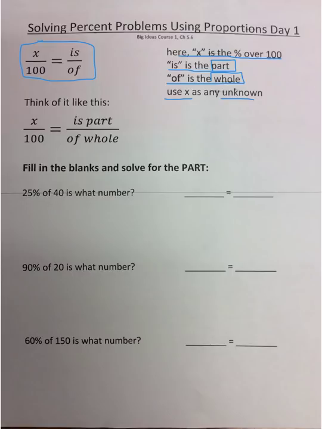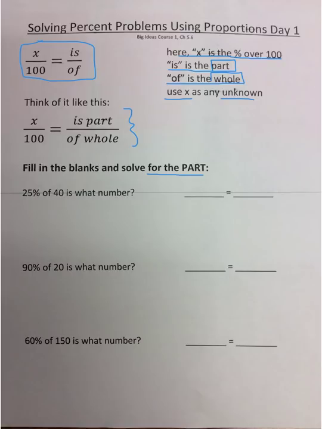You can think of it like this: X over 100 equals is, the part, over of, the whole. Let's read our first problem. Fill in the blanks, and now we are going to be solving for the part. 25% of 40 is what number?